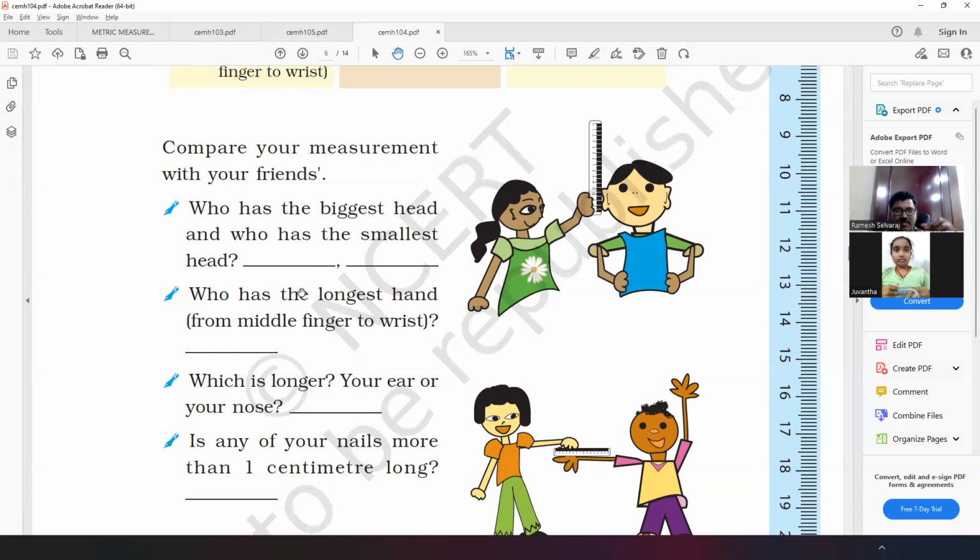So we can measure the hand size also. Who has the longest hand? Like that, they can measure it. This is mainly to make you understand the concept of length. If you go to an engineering office also, we will measure the room size using this kind of tape. Like that we will be measuring a 10 feet by 10 feet room size. This is for measurement.